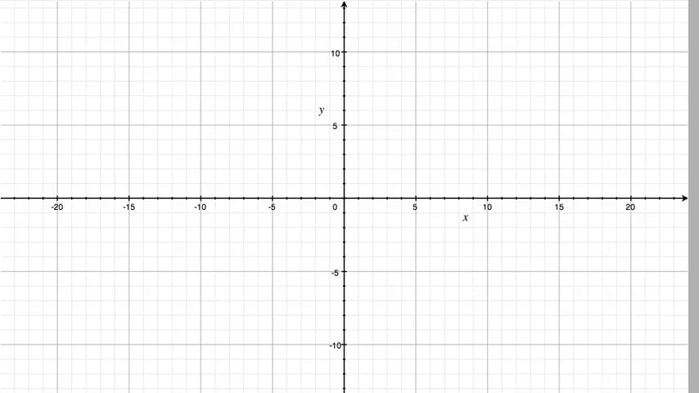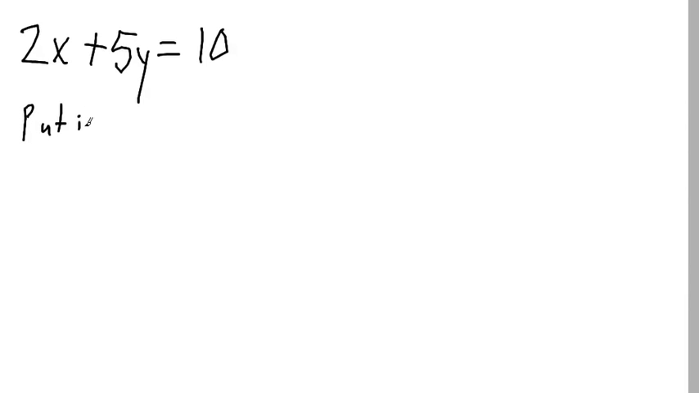Okay, let's do an example. Let's say goodbye to the coordinate plane. Let's do an example where we start with something in standard form and we find out what the slope and intercept are by getting it into slope-intercept form. So let's suppose I have something like 2x plus 5y is equal to 10. If I want to put this into slope-intercept form, what I need to do is solve for y.